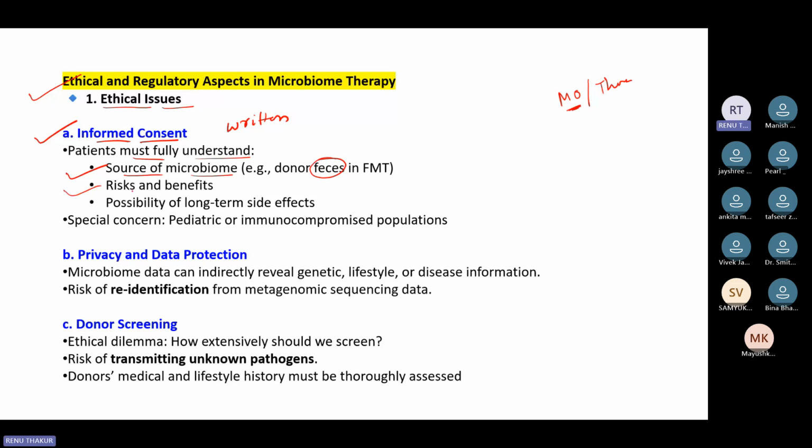The next thing is risks and benefits. What are the risks associated with FMT, fecal microbiota transplantation? You can have anxiety, depression, or some gut related issues like digestion related issues. And what are the probable benefits? You have to provide all the pros and cons. Now, the possibility of long-term side effects, you will also let them know.